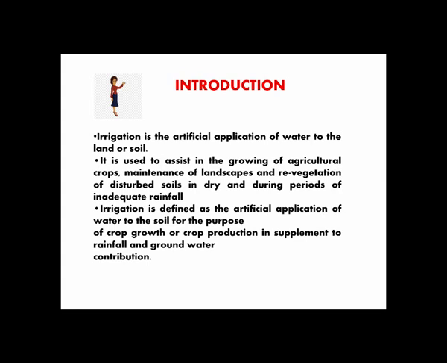It is used to assist in the growing of agricultural crops, maintenance of landscapes and revegetation of disturbed soils in dry areas and during periods of inadequate rainfall. Conclusively, irrigation is defined as the artificial application of water to the soil for the purpose of crop growth or crop production, in supplement to rainfall and groundwater contribution.